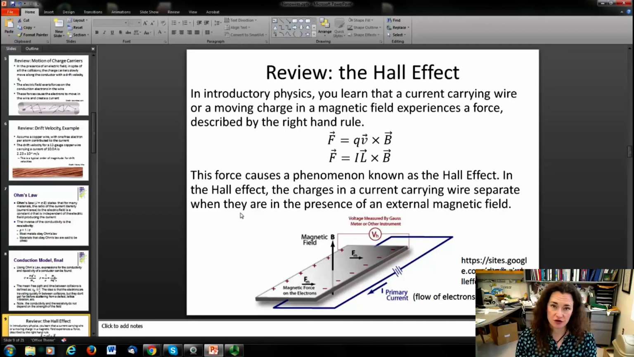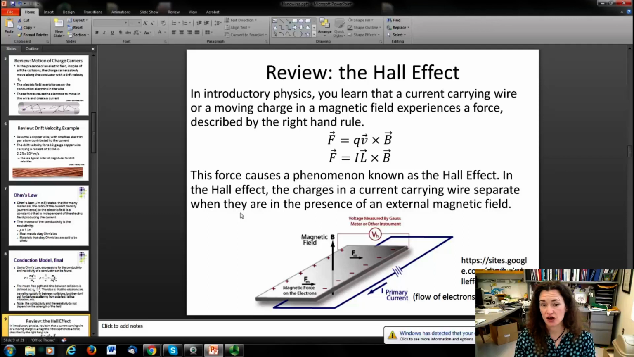You can rewrite that for a current carrying wire as F = IL × B, where I is the current, L is a vector that has the length of your conductor pointing in the direction of current flow, and B is the magnetic field. Now, this right-hand rule force causes a phenomenon known as the Hall effect in conductors.